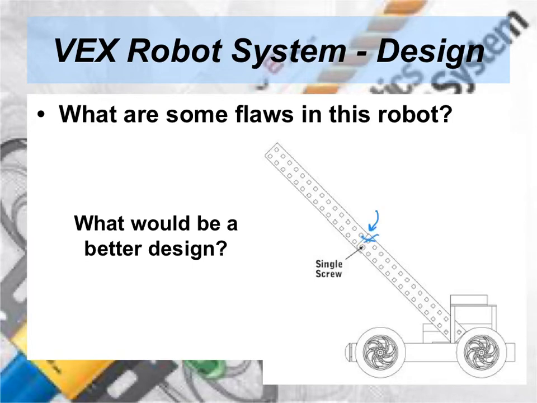An easy solution to improve the sturdiness of the robot is to add a couple screws rather than just having one. Another idea is to add a brace to support the arm. This will give the robot more structure, more support, and prevent it from falling apart or breaking. With any design, there's usually more than one correct answer.